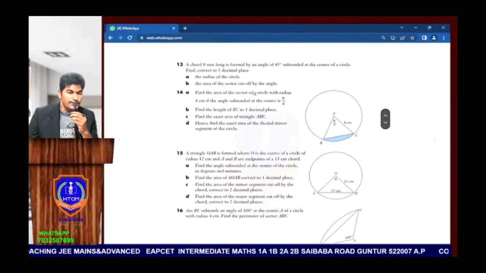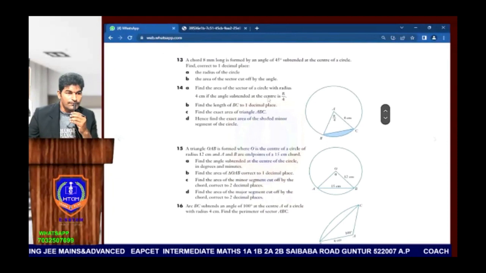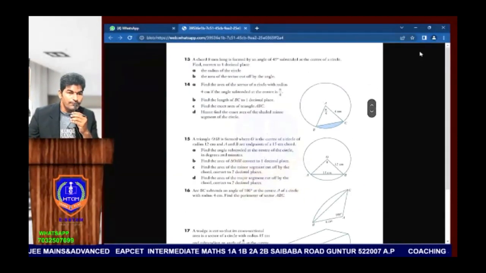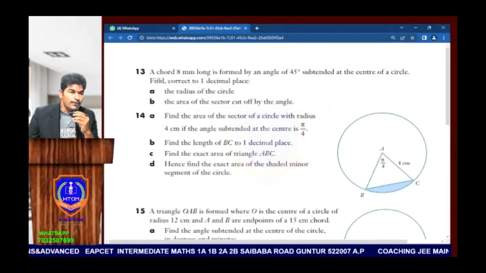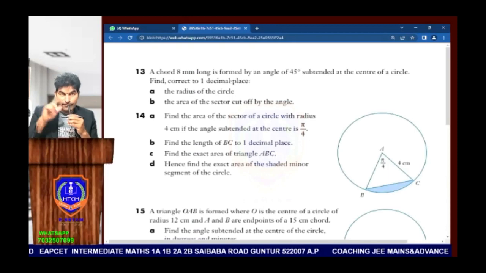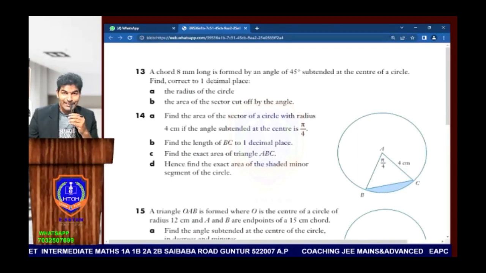Now in this session, 13th one. A chord 8 millimeters long is formed by an angle of 45 degrees subtended at the center of the circle. While I am reading the question, I am imagining the figure in my mind. You have to do the same. Find the radius. We have the chord formula, no?